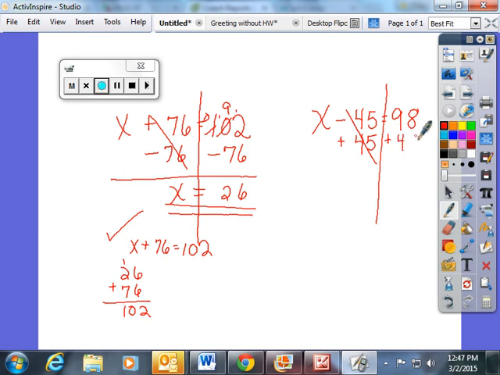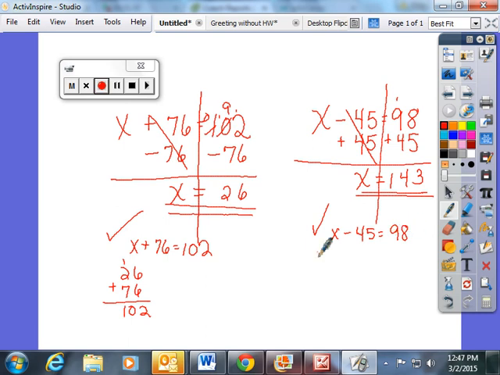And whatever you do to one side, you must do to the other. So you're left with your variable x on the left-hand side. You drop down your equal sign, and x is equal to 143. Now the students again were encouraged to check by starting with the original equation and substituting the number they found for x into their equation to see if the equation is true, and it is, because 98.